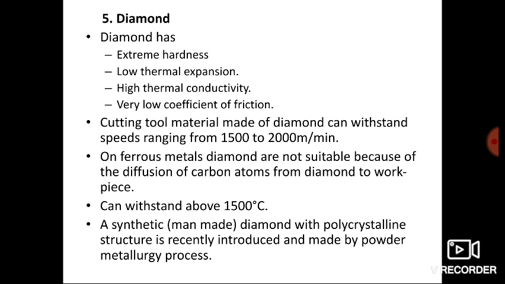A cutting tool made of diamond can withstand speeds ranging from 1500 to 2000 meters per minute. On ferrous metal, diamond is not suitable because of the fusion of carbon atoms from the diamond to the workpiece. It can withstand temperatures above 15 degrees Celsius. So you can see the temperature. These are the various cutting tool materials.